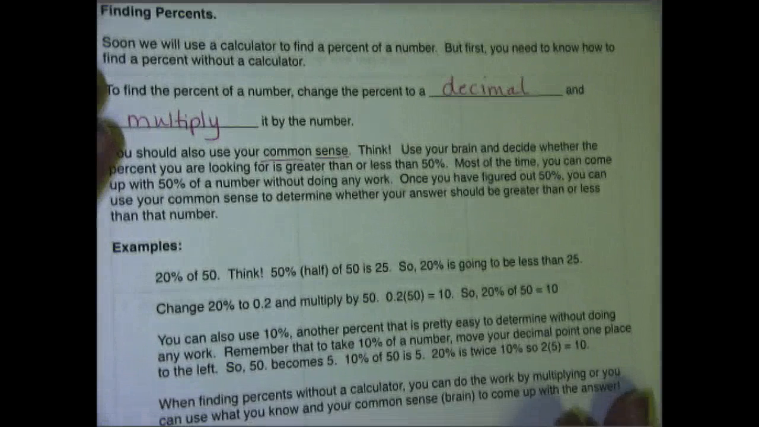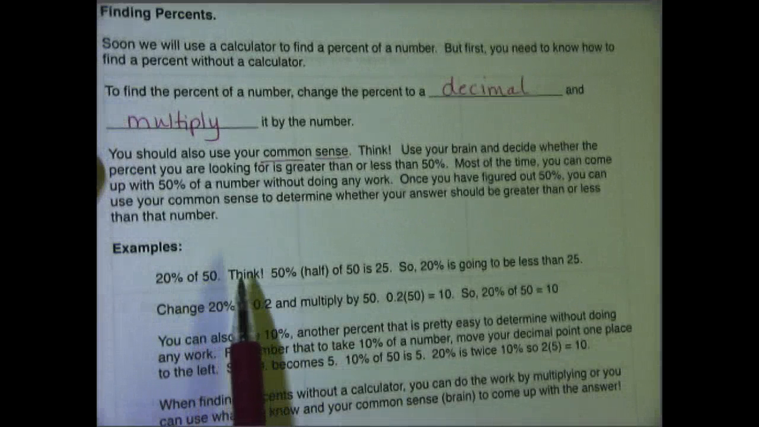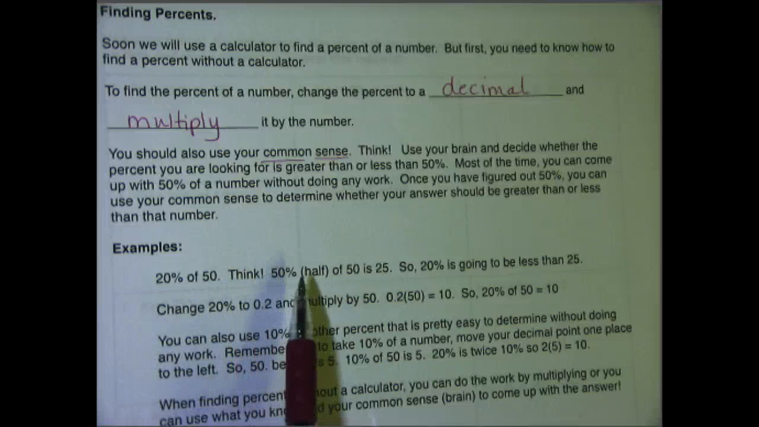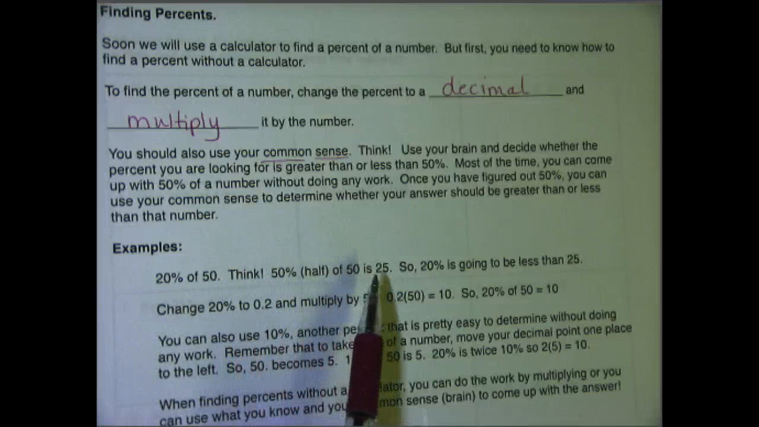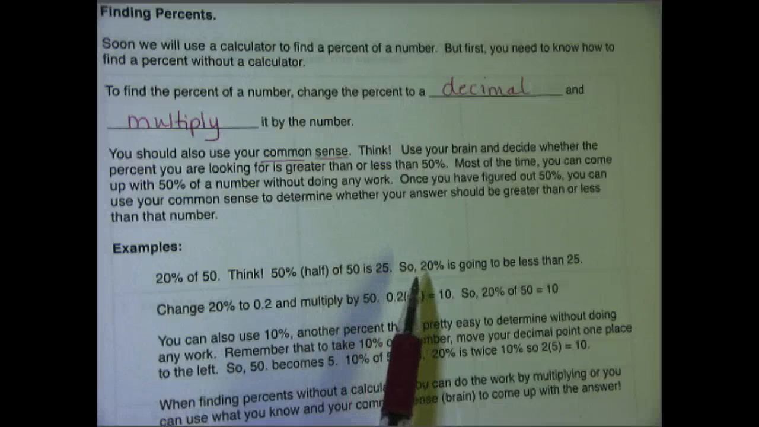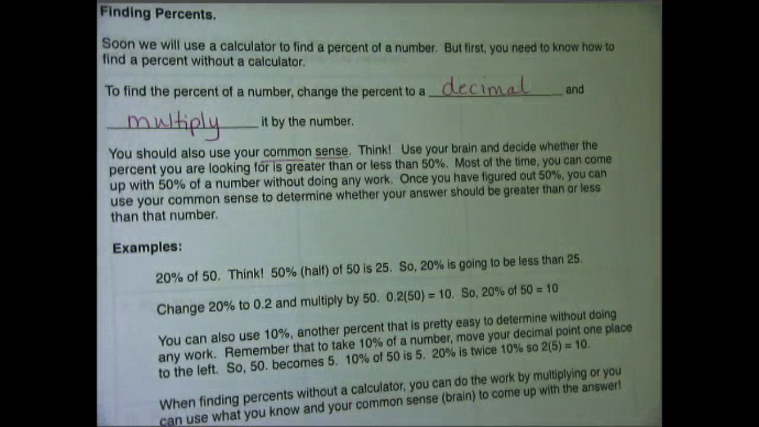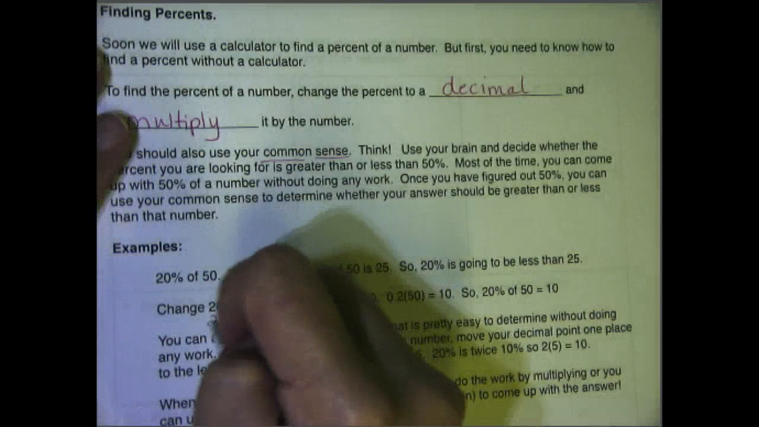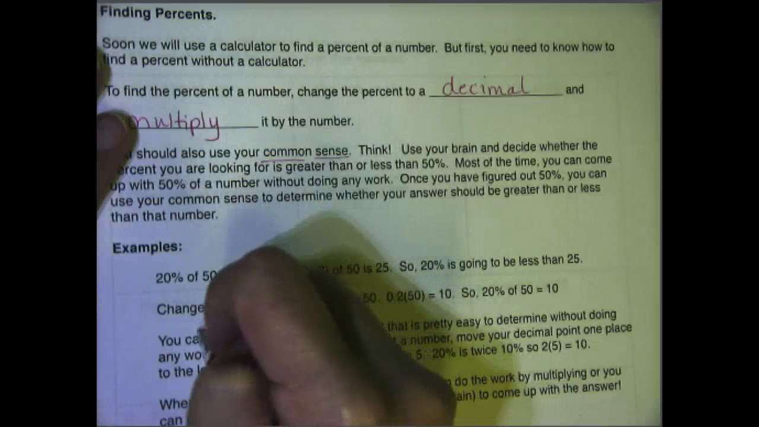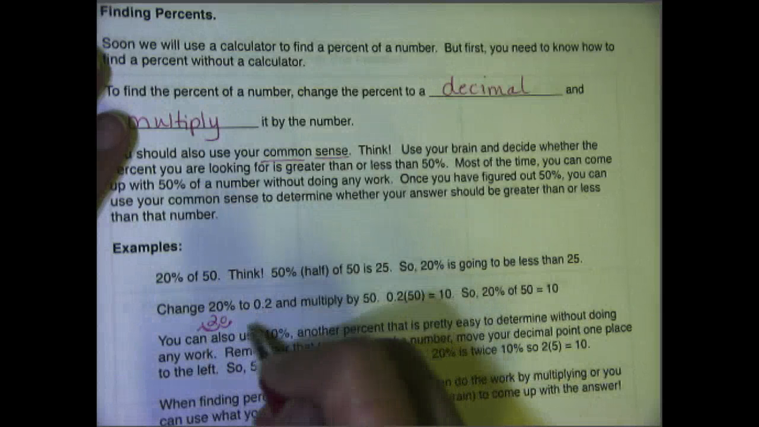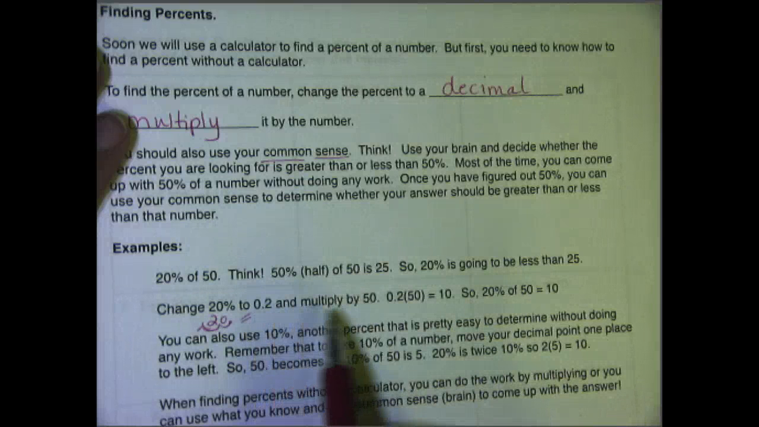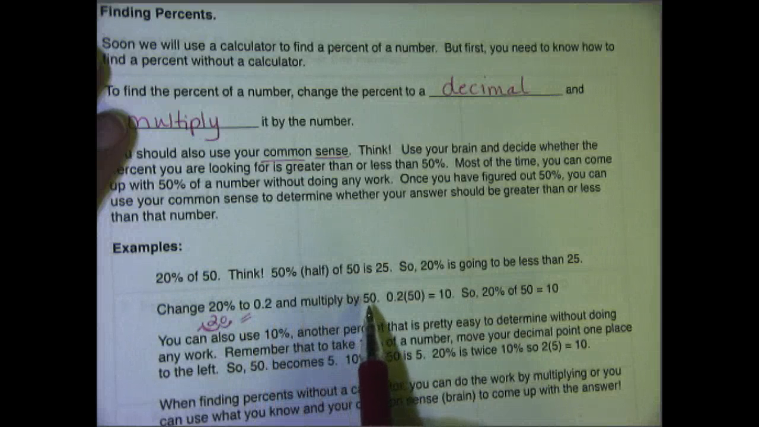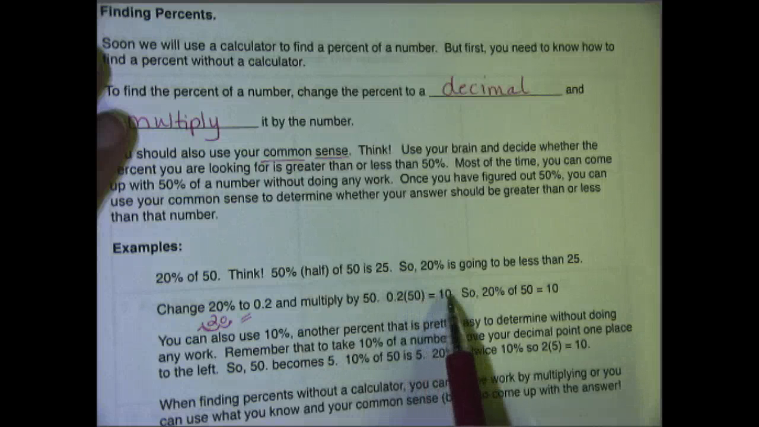Let's look at some examples. 20% of 50. Think, 50%, which is half of 50, is 25. So 20% of 50 is going to be less than 25. You could probably come up with a guess. But in order to get it exact, we need to change 20% to a decimal. Remember, we do that by moving our decimal point 2 places to the left. So we get 0.2. And then we multiply 0.2 by 50. 0.2 times 50 equals 10.